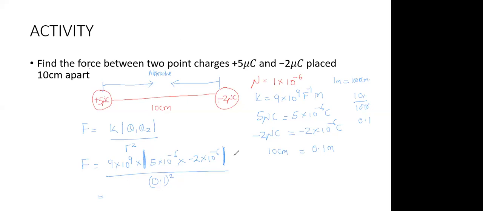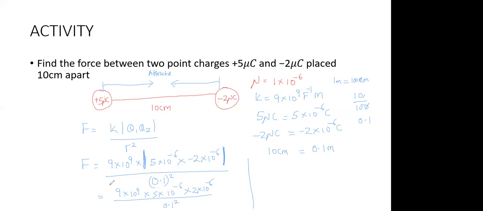So for you, you can drop your negative whenever you're making calculations, but knowing that it is being absorbed away by the magnitude. So now once I drop the magnitude, I have 9 times 9 times 5 times 10 power negative 6 times 2 times 10 power negative 6 out of 0.1, everything squared. Now here, please place your calculators. Don't trust your head. Place your calculators.